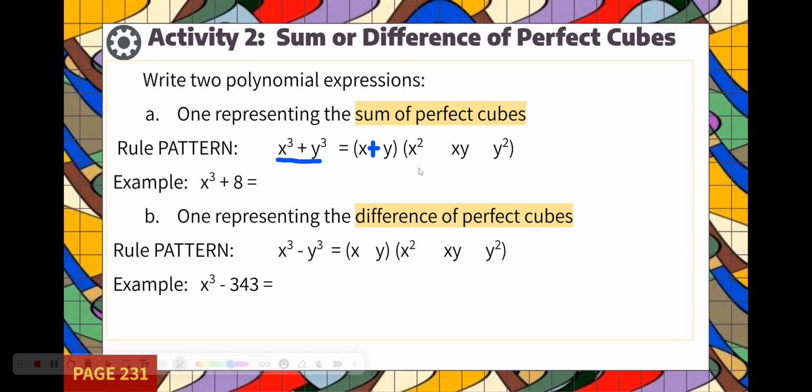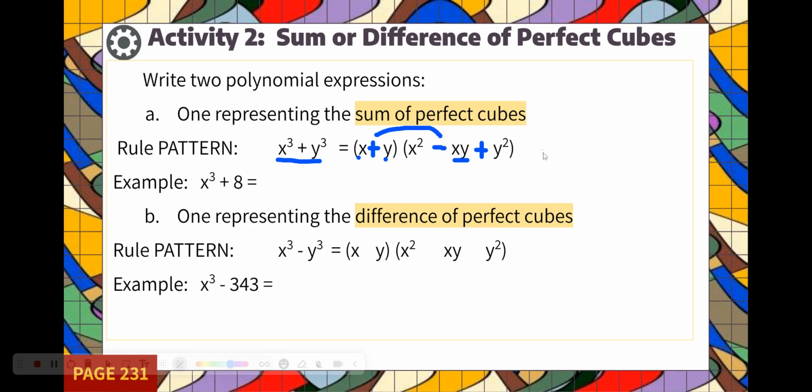And then for the trinomial, you're going to square the first term of your binomial. That's x squared, x times x. And then take the opposite sign of your binomial. So this would be minus. Again, this is positive, this is negative. Then multiply the first term and the second term, which makes x times y. And then it is always that the third term is positive, and that is the square of the last term, which is y squared.